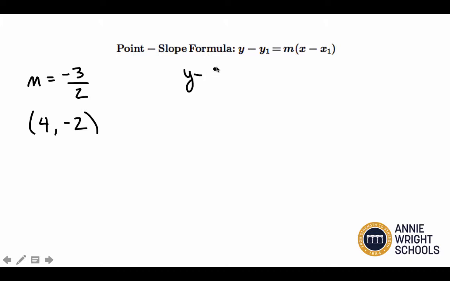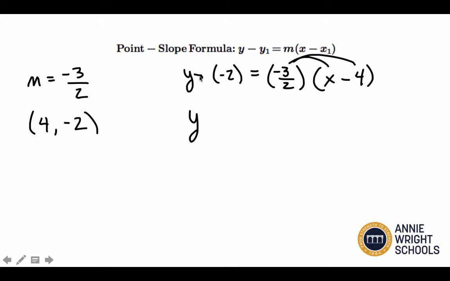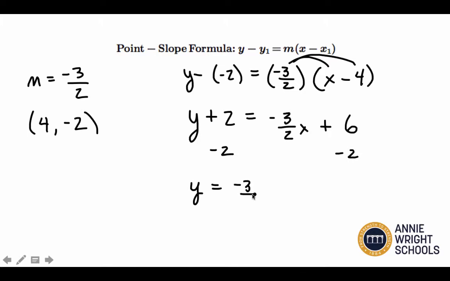y minus the y-coordinate equals the slope times x minus the x-coordinate. Distribute the slope, deal with the minus and negative: y plus 2 equals -3/2 x plus 12 divided by 2, which is 6. Subtract 2 from both sides. y equals -3/2 x plus 4.